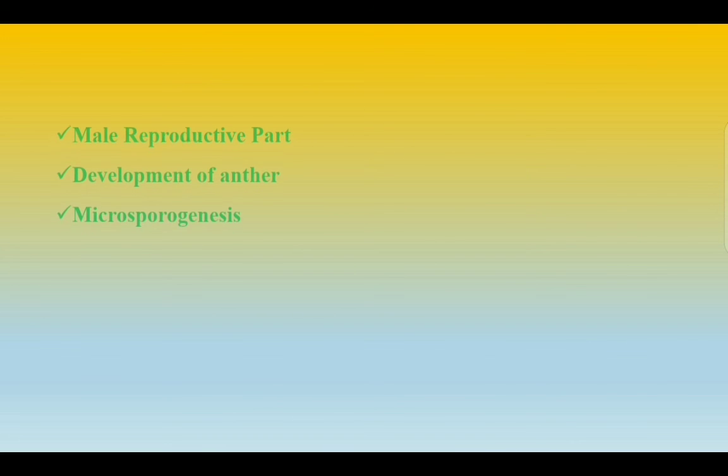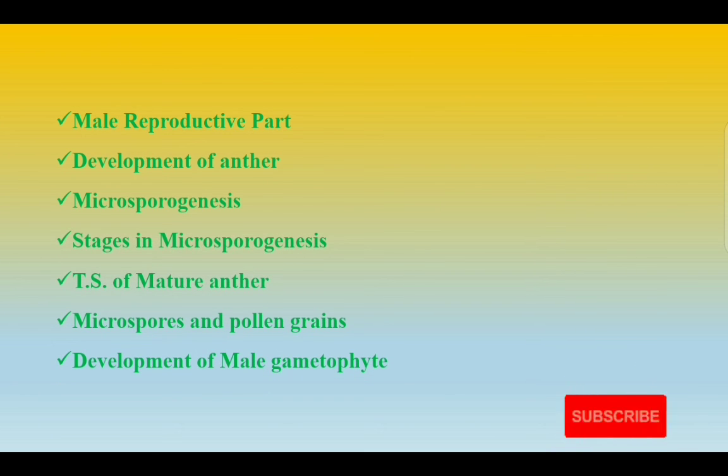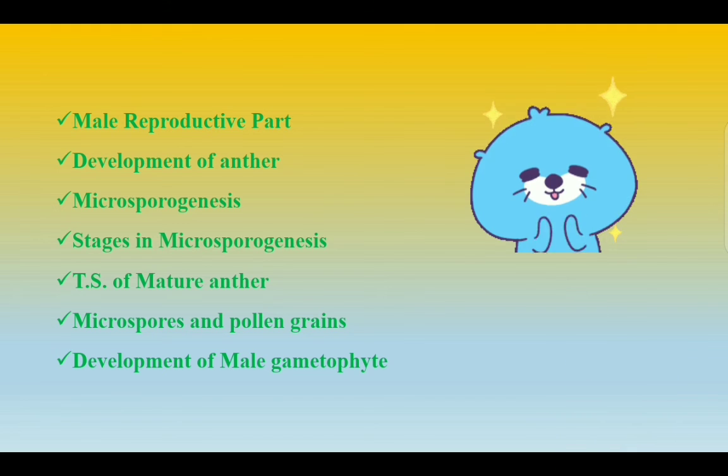In this video, we have seen the male reproductive part, development of anther, microsporogenesis, stages in the development of microsporogenesis, TS of mature anther, microspores and pollen grains, and at last, development of male gametophyte. I hope you understood the video. Now we'll move on to the question session.